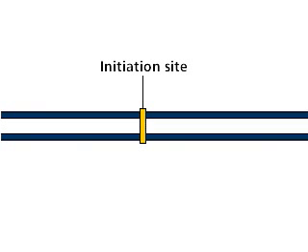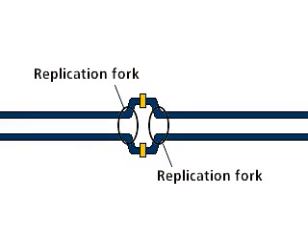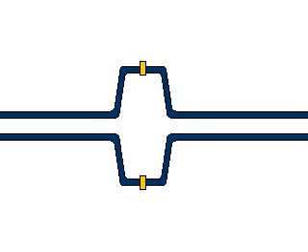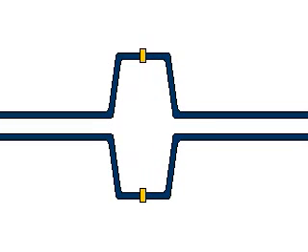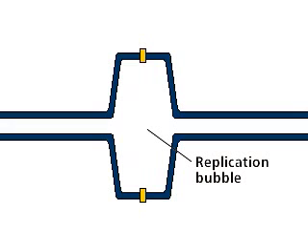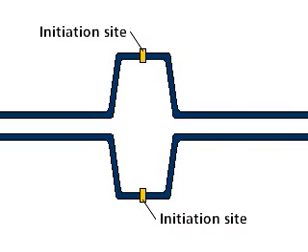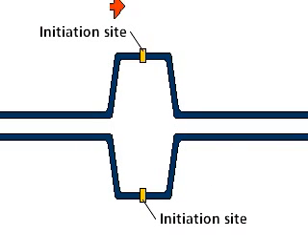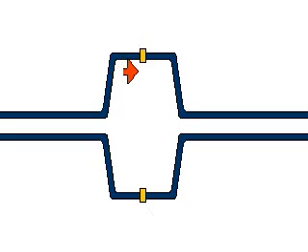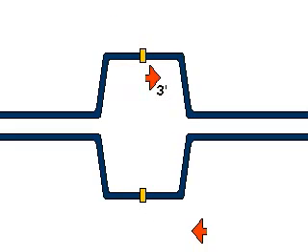The two parent strands separate at the initiation site, creating two replication forks. As the region of separated strands widens, the replication forks move farther apart, creating an opening in the two strands called the replication bubble. The replication process starts at the initiation site. RNA primer is synthesized first, going in the 5' to 3' direction.